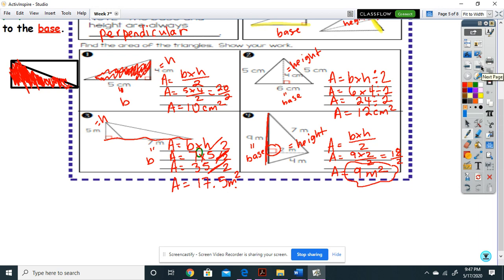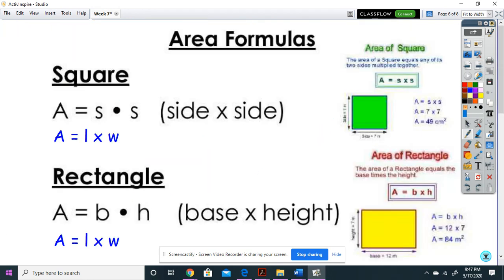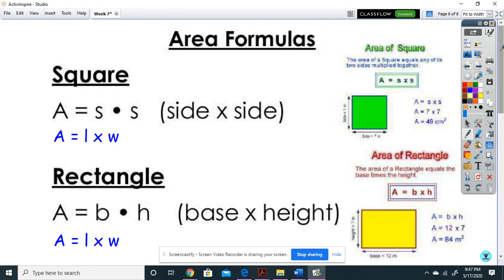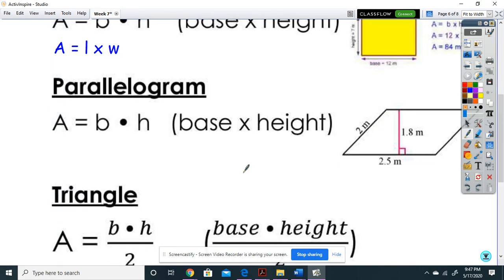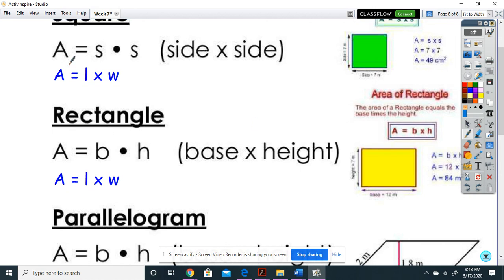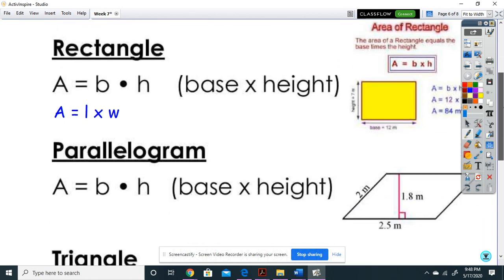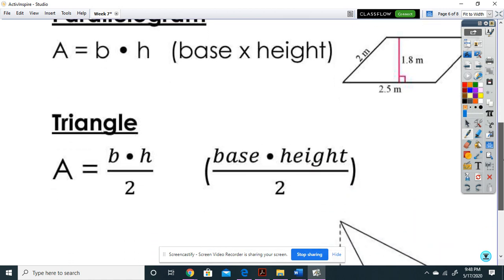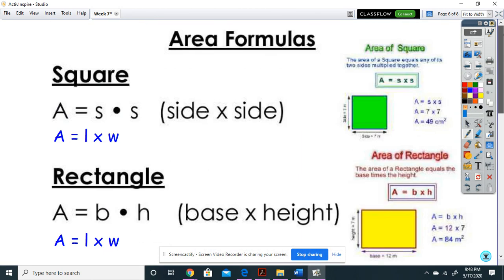All right, guys. This is the end of this lesson. I just want you to know that you will be able to find area formulas on your activities, but also in a presentation that I'm going to leave for you as well. You'll see all the different area formulas as well as the pictures that will help you. Just know that length and width is interchangeable with base and height. So we use length and width for squares and rectangles, but we use base and height for parallelograms and triangles.